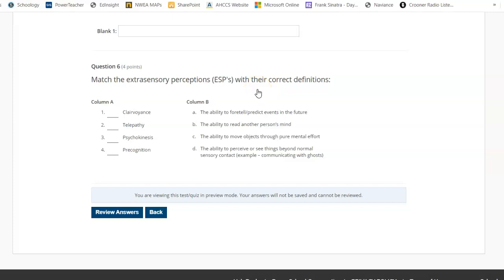1. Clairvoyance. 2. Telepathy. 3. Psychokinesis. 4. Precognition. Column B: the ability to foretell, predict events in the future; the ability to read another person's mind; the ability to move objects through pure mental effort; the ability to perceive or see things beyond normal sensory contact, for example, communicating with ghosts.